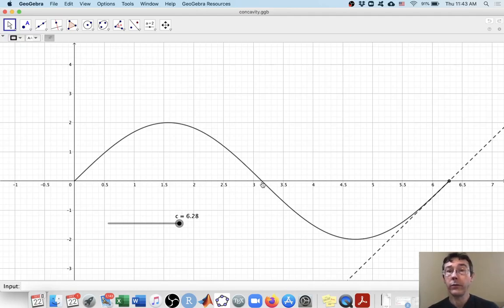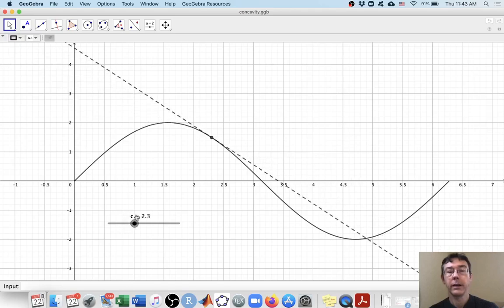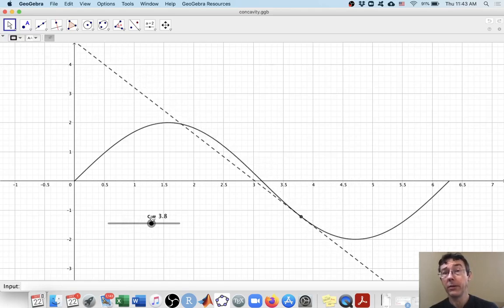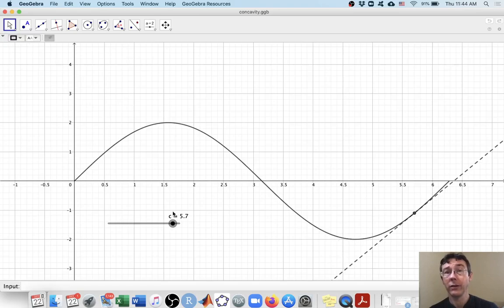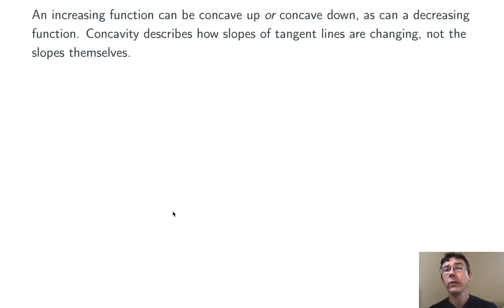At x equals pi, right here in the middle, the tangent line is defined, and the second derivative changes from negative to positive. That is a point of inflection. Notice, by the way, that this graph can be concave down and increasing, concave down and decreasing, concave up and decreasing, concave up and increasing. So an increasing function can be concave up or concave down, as can a decreasing function. Concavity and increasing, decreasing are related concepts, but they are, in a sense, independent of one another.